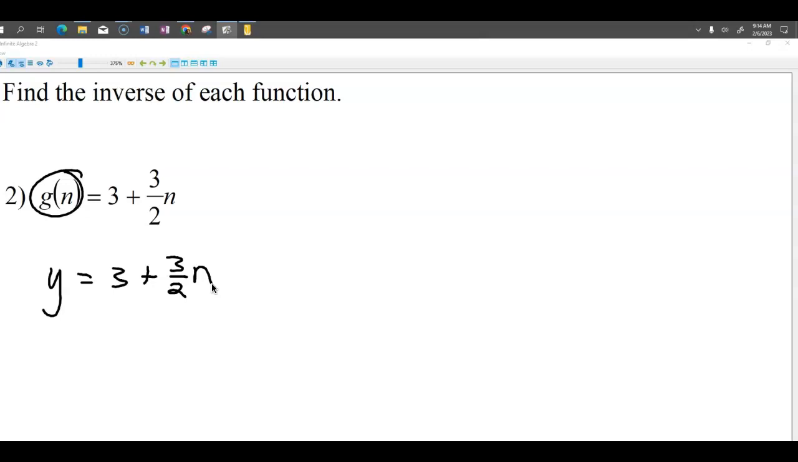Owen, what's the next step here? We're going to switch the two letters around. So I'm going to put the n here, and I'm going to put the y over here.